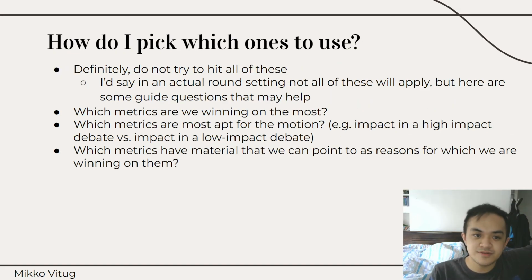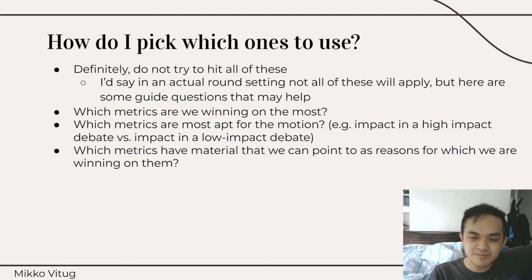So how do you pick which ones to use? Definitely don't try to hit all of these. You'll spend like 20 minutes per speech. And I'd say in an actual round, you'll notice that not all of these will apply. But here are some guide questions that might help in deciding which ones. The first one, and I think the most important one, is what are you winning on the most?